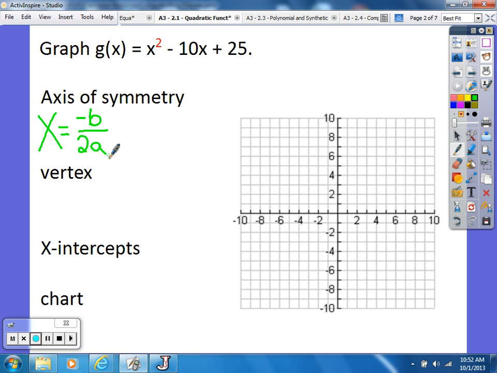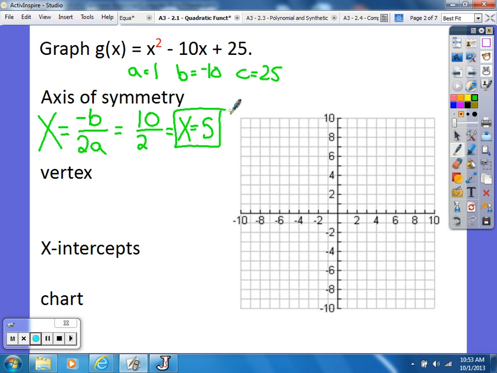Well, before we figure that out, what's a, what's b, what's c? I know c's not there. Good. A would be 1, b would be negative 10, and c is going to be 25. So now plug those two numbers in that you need, and let's find that axis of symmetry. Negative b, that'd be positive 10, over 2 times 1. So that would be x equals 5.